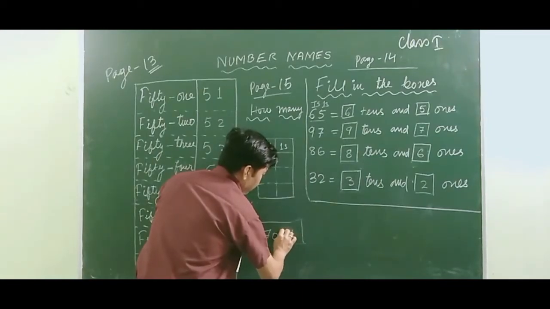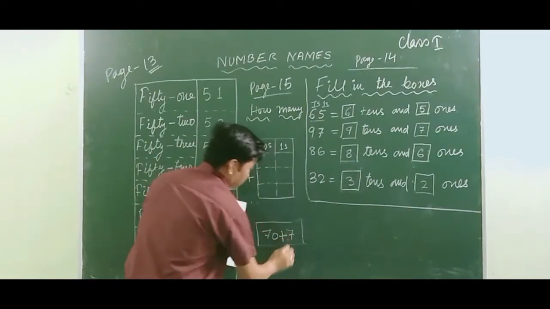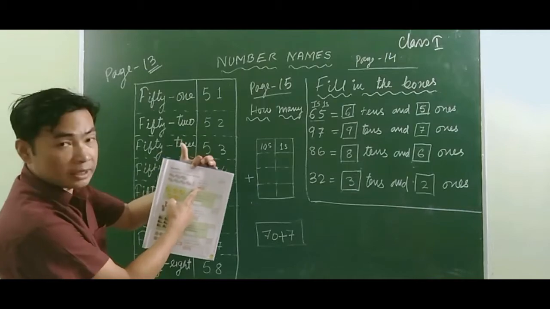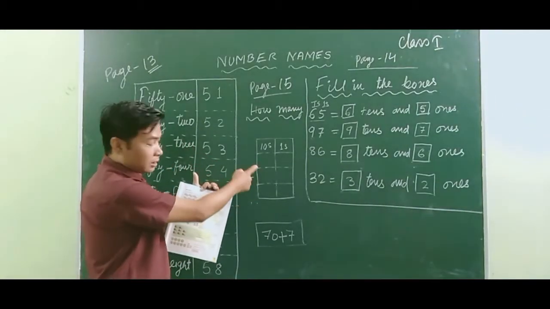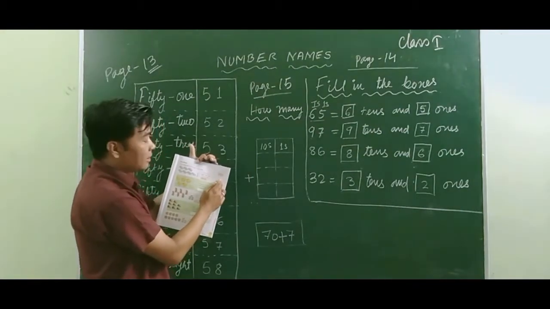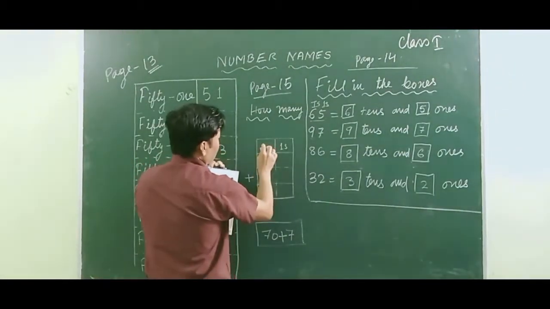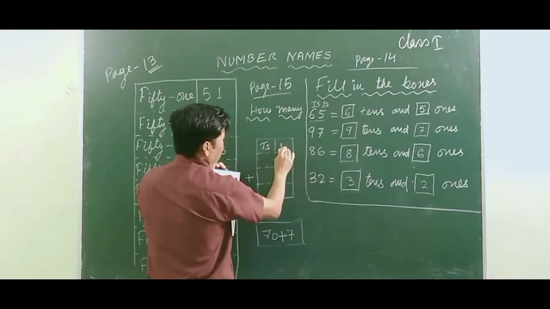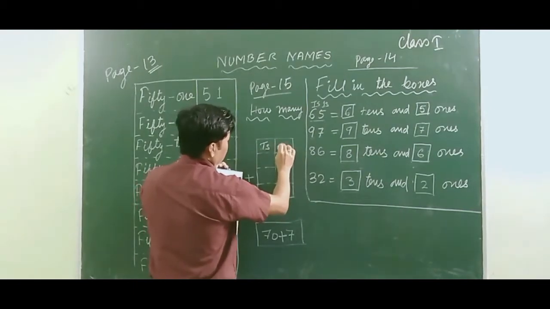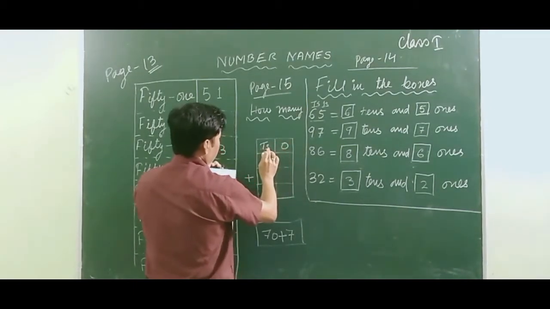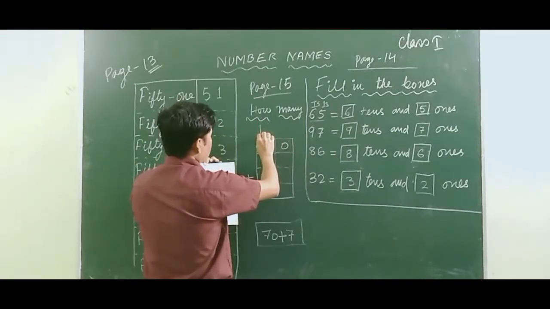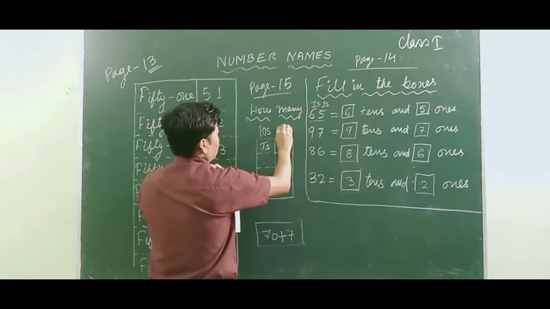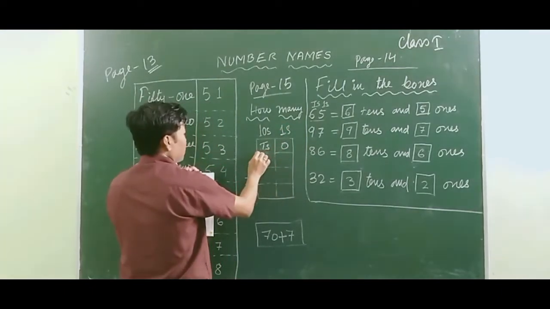So you have to write it, add this one first. So 70 plus 7, and then next these numbers we have to put in the box which is given on the right hand side. Okay, this is the tens place, this is the ones place. Okay, so you can represent the tens like this or the other way, this way.